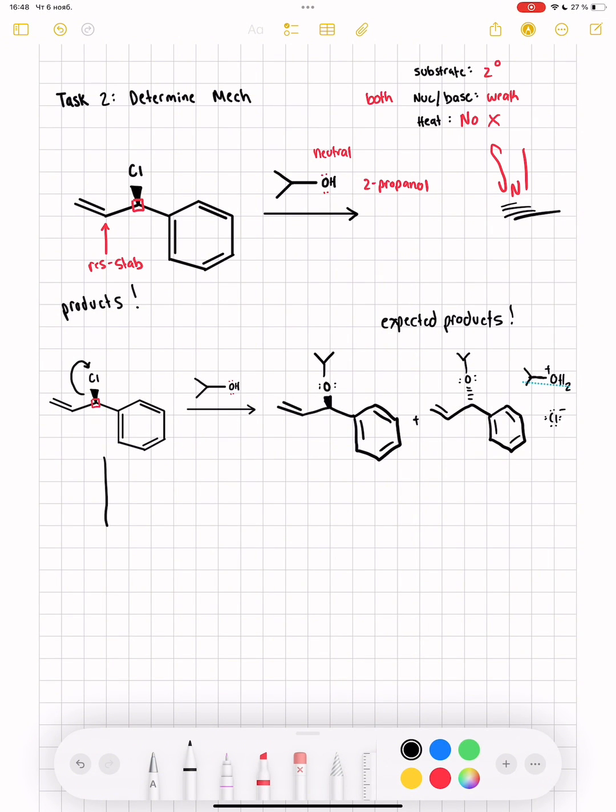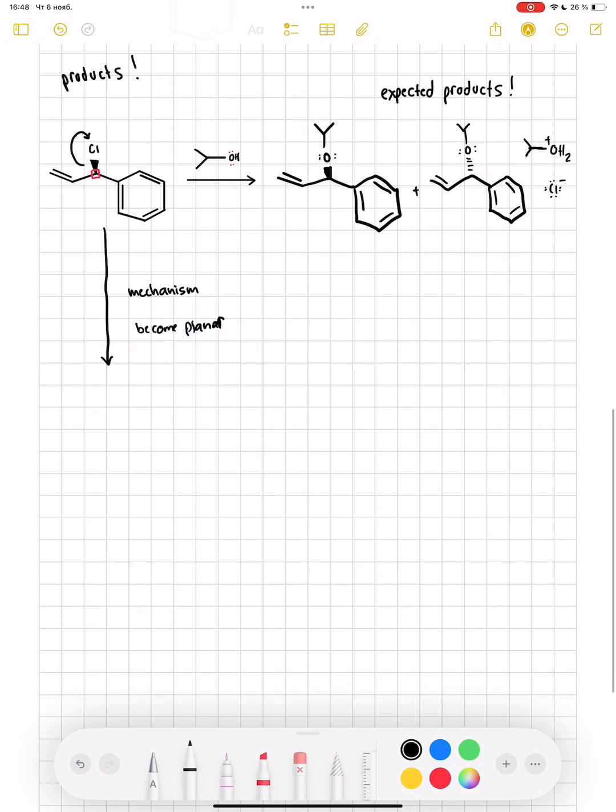Perfect. Now let's draw the mechanism for this thing. So this is going to become planar. Cl gets pushed down. So planarity. As we draw this, I'm just going to redraw that structure, but I'm going to show it with a red arrow instead so you can really see what I mean by chlorine leaves. This is our leaving group.